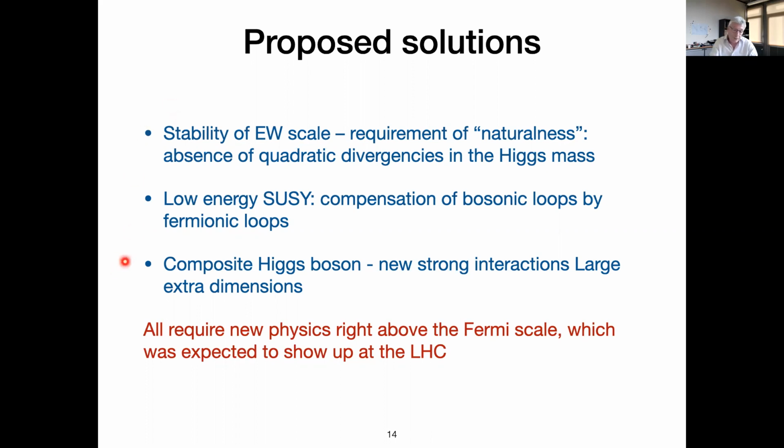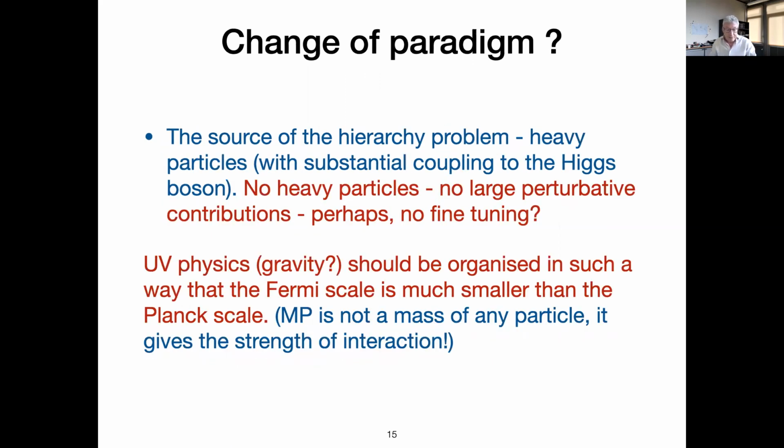All these types of solution require new physics right above the Fermi scale, which was expected to show up already at LEP, later at LHC, but this didn't happen. It has not happened until now. So that brings me to the point that I believe it's time to change the paradigm. Here is a proposal for how this paradigm may be changed.